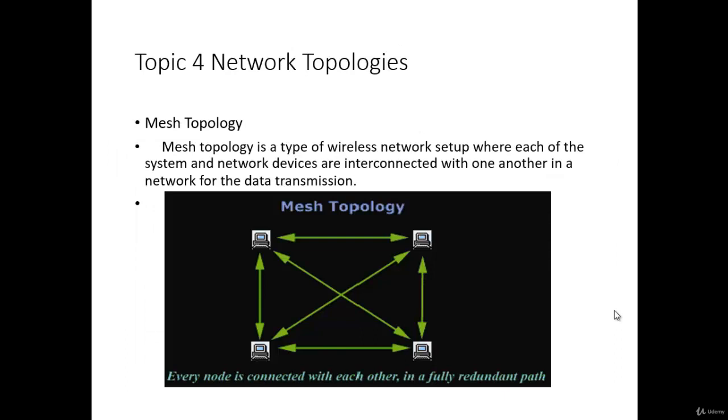Mesh topology. Mesh topology is a type of network setup where each of the systems and network devices are interconnected with one another in a network for the data transmission.